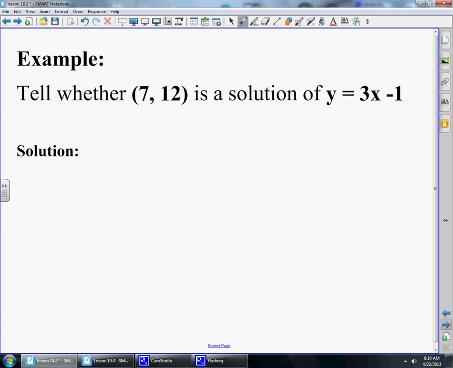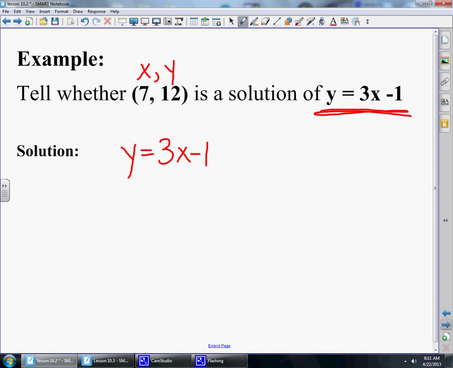The last example that we're going to talk about today is where you need to be able to tell if an ordered pair is a solution to an equation. So we remember that an ordered pair is always x first, y second. So they give us the numbers that we're going to plug into the equation. So we have y equals 3x minus 1, which is the equation that we're given right here.